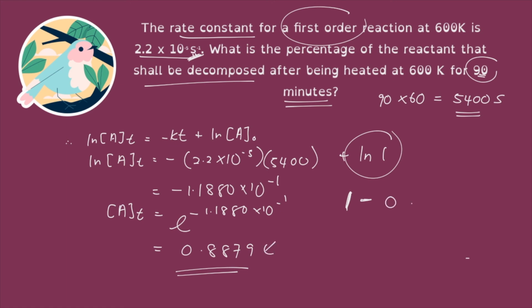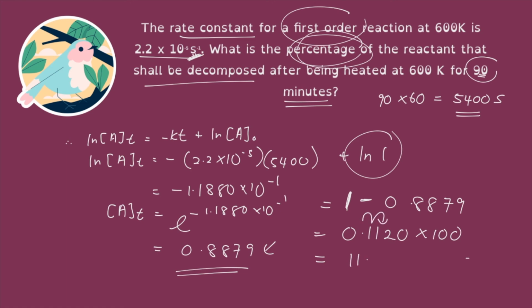So 1 minus 0.8879, you should get 0.1120, but you are asked for the percentage. So to make a percentage, you need to multiply by 100. So it becomes 11.20%. So this is the final answer for the 5th question.